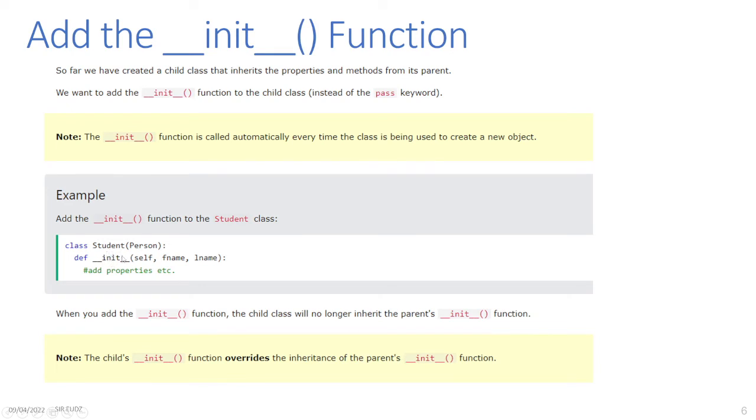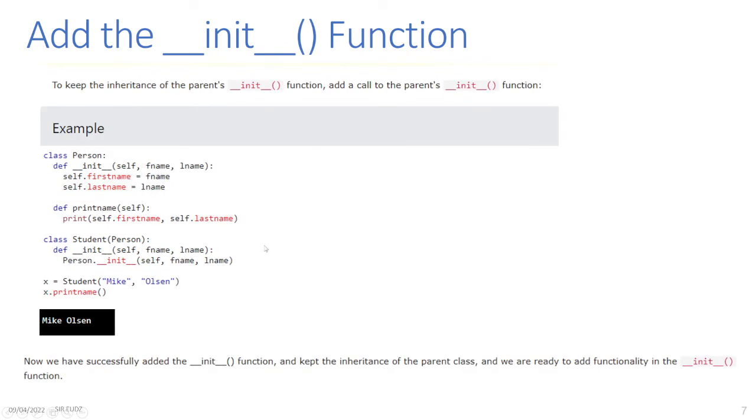If we have this one, then the init function of the parent class will no longer be inherited by the child class. To keep the inheritance of the parent's init function, add a call to the parent's init function. So let's say we have here class person, which is what we have done last time. And then we have another class student, so define init self name.